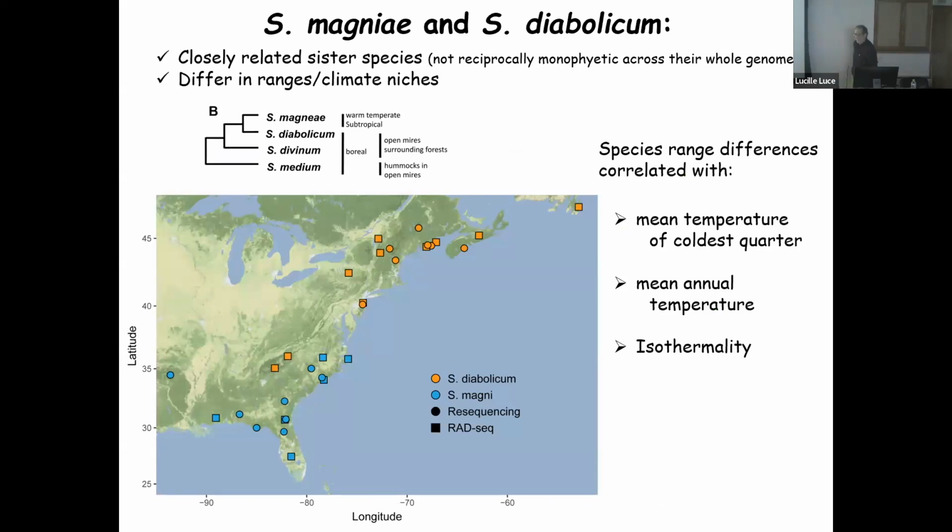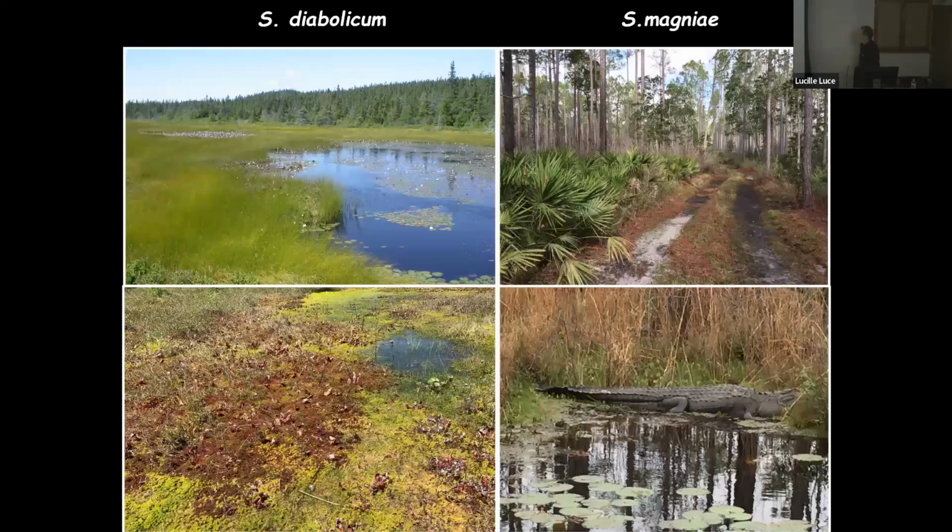But I want to focus in the last part of my talk on Sphagnum magni and Sphagnum diabolicum. Remember, this is the phylogenetic relationships, and recall these three species are boreal, cold temperate. Magni is semi-subtropical to cold, warm temperate. And this is in the open peatlands and in the surrounding forests. So there's a little bit of ecological differentiation, and we sampled up and down the East Coast, and our sample sizes have increased. And this is what they look like.